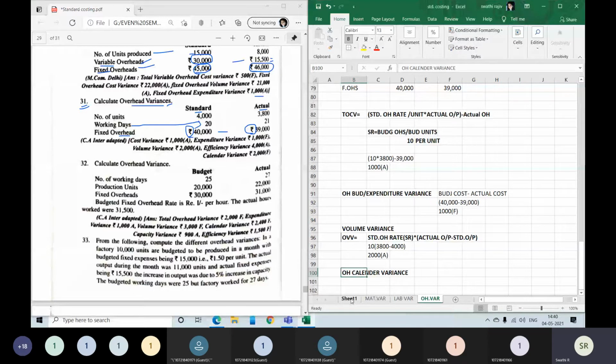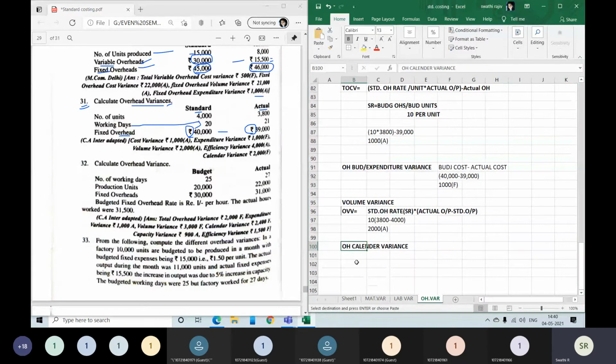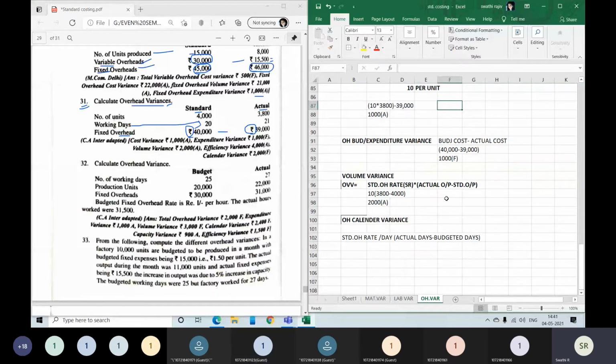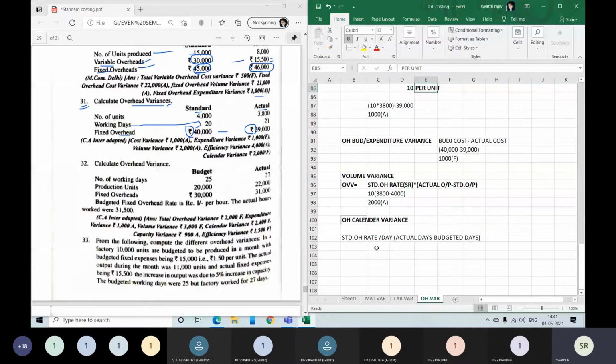What is the formula for it? It says standard overhead rate per day. Do we have standard overhead rate per day or per unit? What did we find out? Per day or unit? This is per unit. Okay. The 10 that we found was per unit. But what does this formula say? The formula is asking me for standard overhead rate per day.